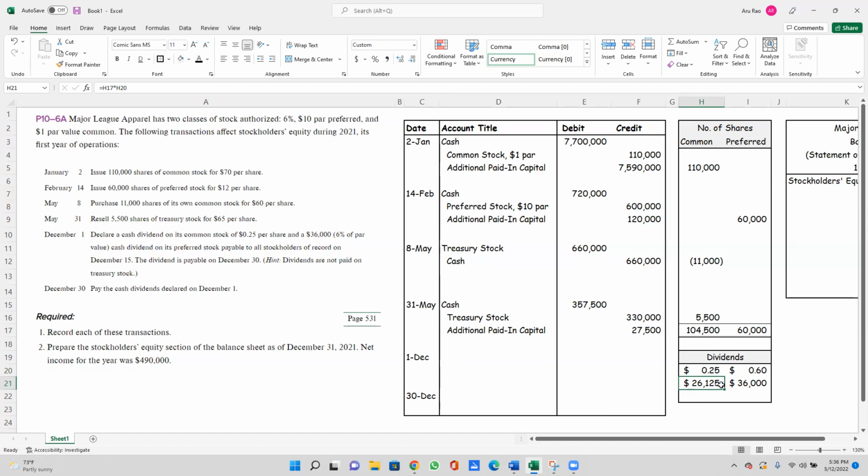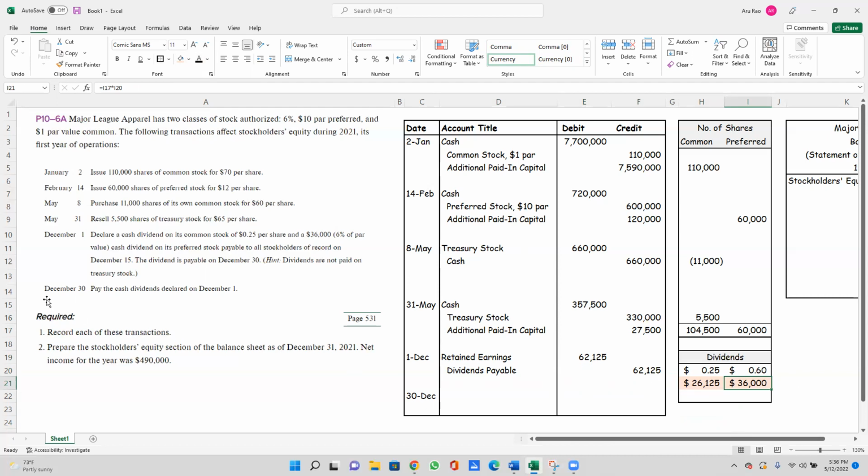Now, these two numbers we can add them together to see what the total dividends payable is. Dividends are always paid out of retained earnings. Dividends are always paid out of retained earnings. So here I'm going to do retained earnings debit and dividends payable credit. And the number over here is 62,125, which is basically 26,125 plus 36,000. That's how I get the dividends payable, how much I have to pay.